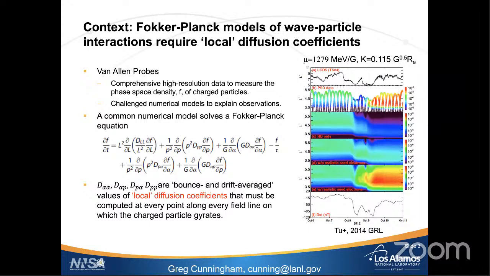One approach is to use a Fokker-Planck equation, shown here, to model the effect of small amplitude waves on the particle population using diffusion coefficients that redistribute the particle distribution in equatorial pitch angle, alpha, and momentum, p. The diffusion coefficients in this equation are necessarily bounce and drift averages of local diffusion coefficients that would be applicable at each point along the field line in an individual particle's trajectory.